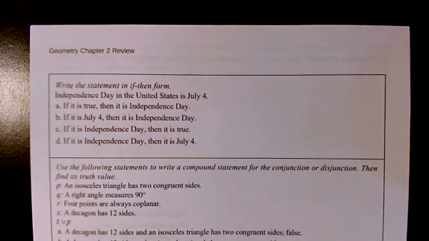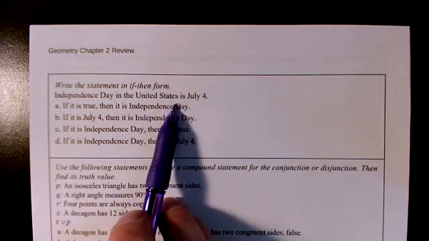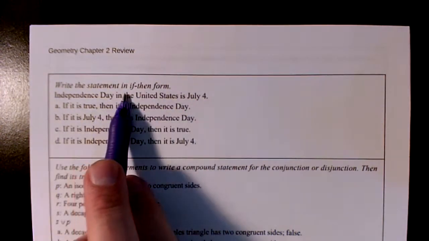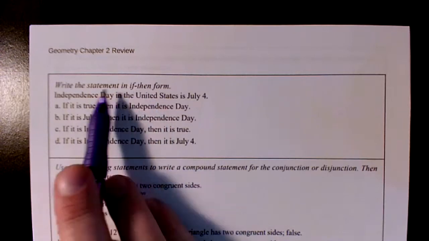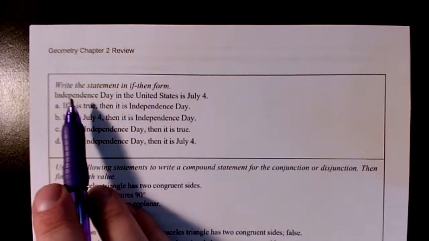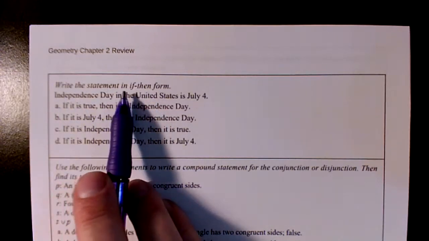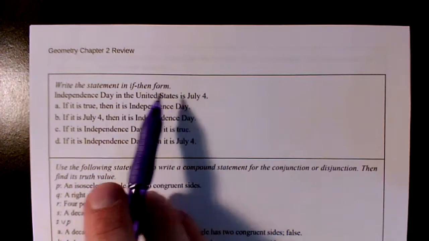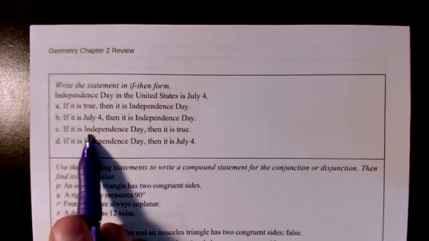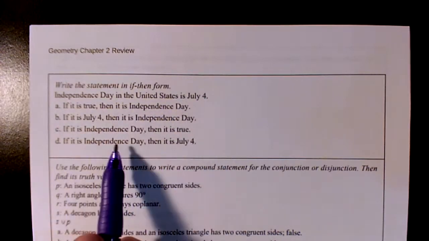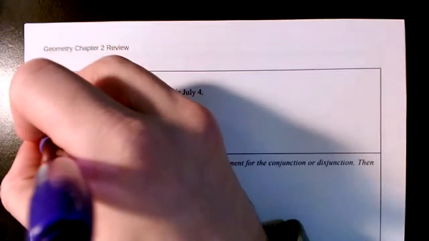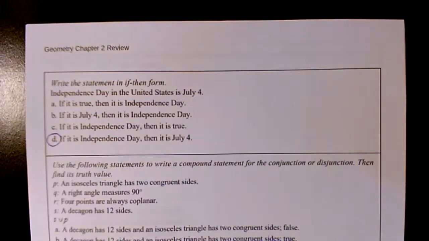Write the statement in if-then form. Independence Day in the United States is July 4th. Well, if I wanted to turn this into an if-then form without looking at my four options, it would be: if it is Independence Day in the United States, then it would be July 4th. So if it is Independence Day, then it is July 4th. What about the United States? I don't agree with that. They're skipping one big thing.